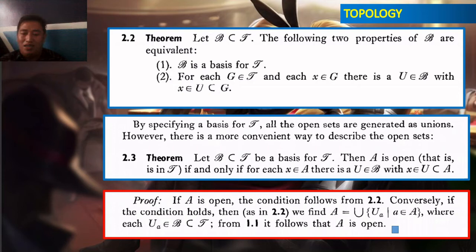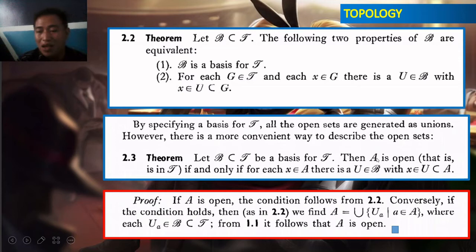So, this is what we need to prove. If A is open, the condition follows from 2.2. We know it follows because of 2.2. If A is open, the condition follows from 2.2.